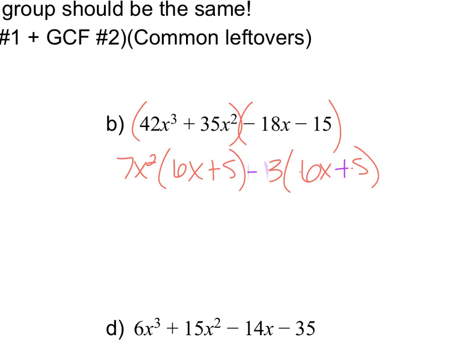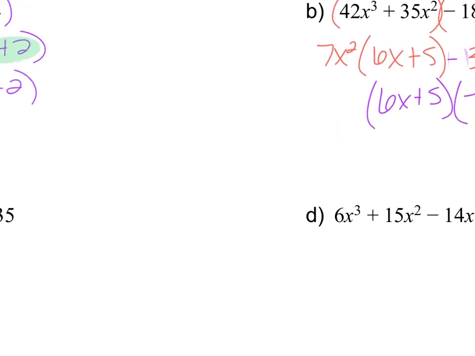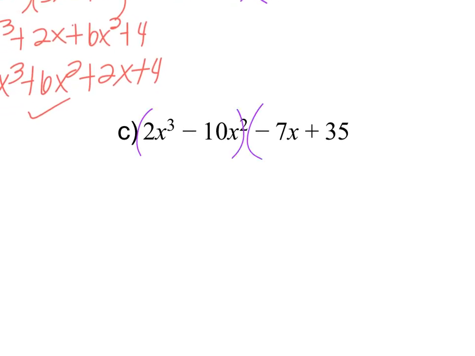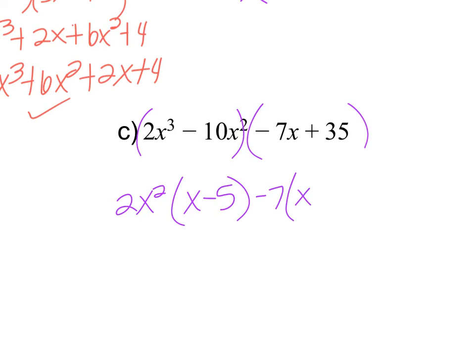Okay, so now we go ahead and combine them. So this is going to be 6x plus 5, and the other one's 7x squared minus 3. Next one, do your grouping. Looks like you can factor out a 2x squared. So that's x minus 5. There it looks like we're going to have to factor out a negative 7 because we want it to be x minus 5. So this would be 2x squared minus 7, then x minus 5.